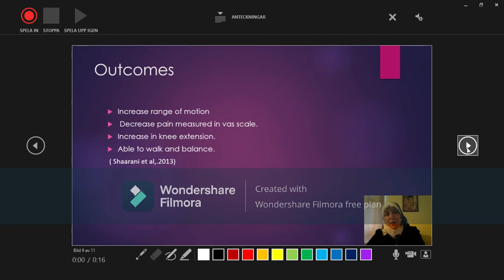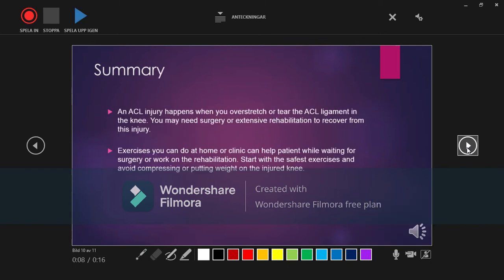The outcome of my rehab session was beneficial, as we got increased range of motion. The pain decreased to 6 out of 10 on the pain scale. We got an increase in knee extension, and the patient is able to walk and balance more than before.